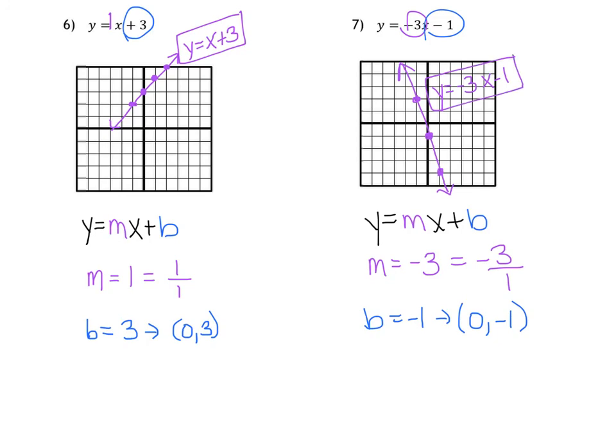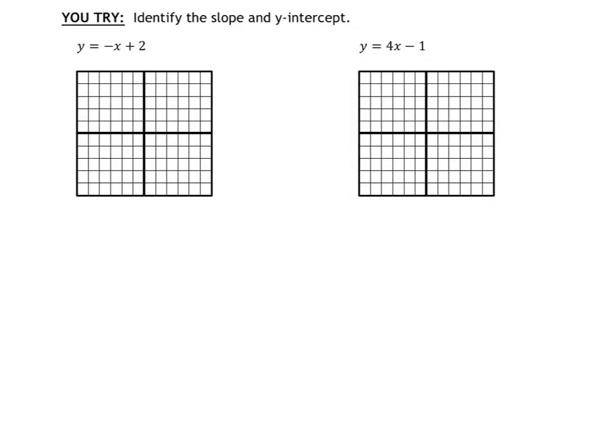So this is how we use a slope-intercept form to graph a line. So now what I'd like you to do is the U-try section. Please graph y equals -x plus 2 and y equals 4x minus 1, and we will discuss it in class. Thank you.